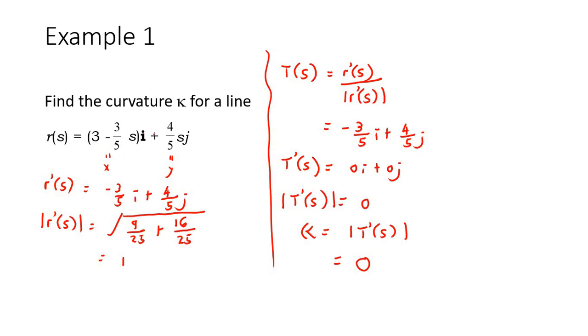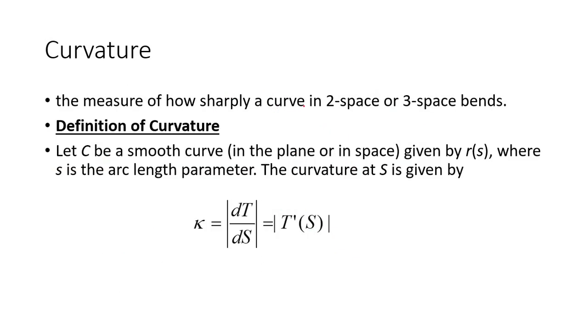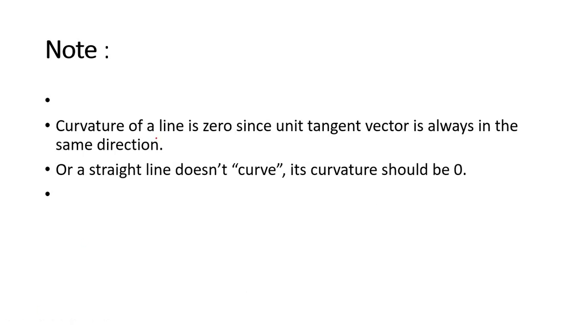Because this is a straight line, the curvature is equal to 0. Curvature is how sharply a curve bends, and a straight line, of course, is straight. That's why there is no curvature; it is equal to 0. So the curvature of a straight line is 0. The unit tangent vector is always in the same direction, or a straight line doesn't curve, so its curvature should be 0.